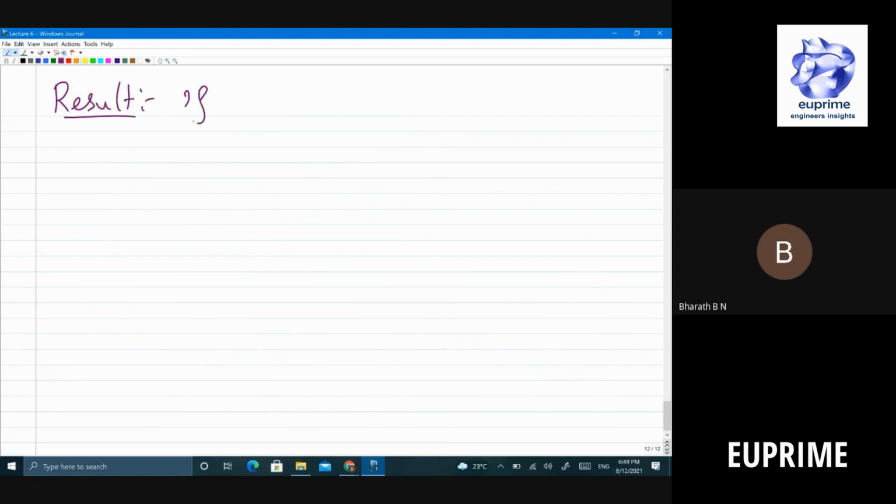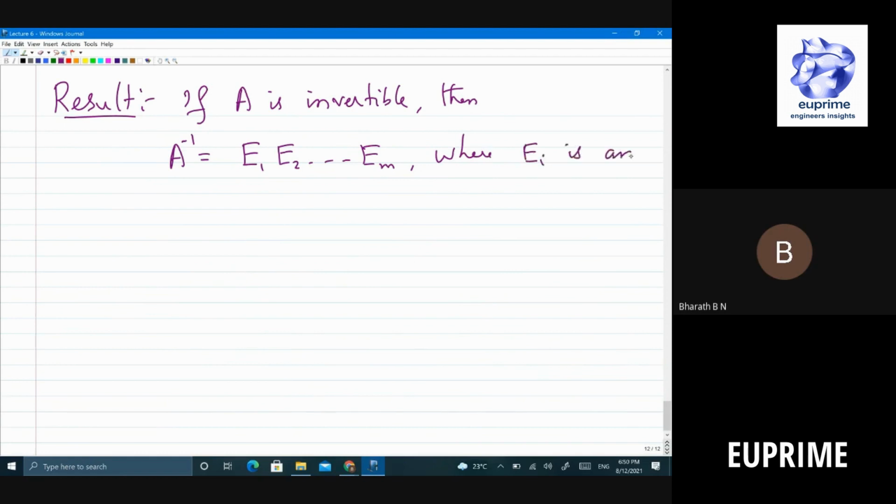So if A is invertible, then A inverse is basically product of E1, E2, etc. some EM, where EI is an elementary matrix. Okay. So this is an important property. You should always be able to get that.